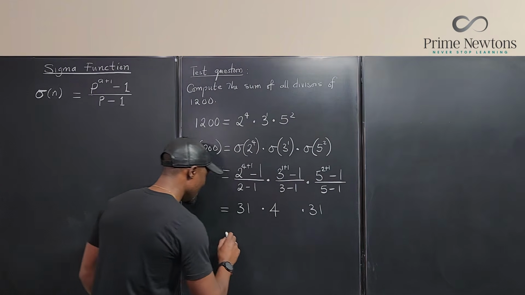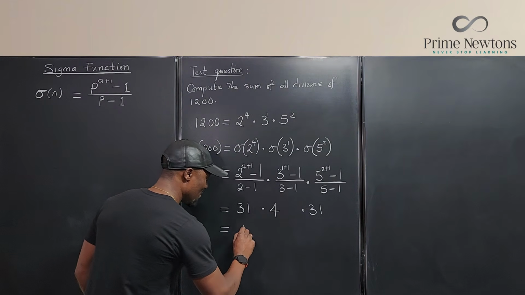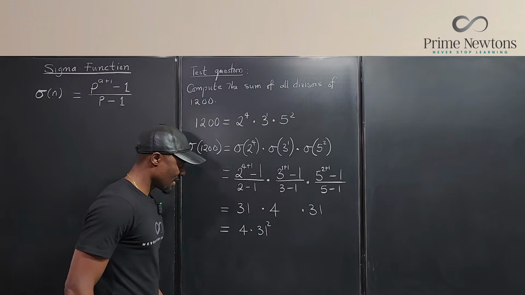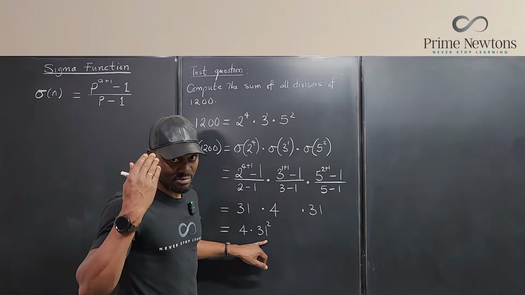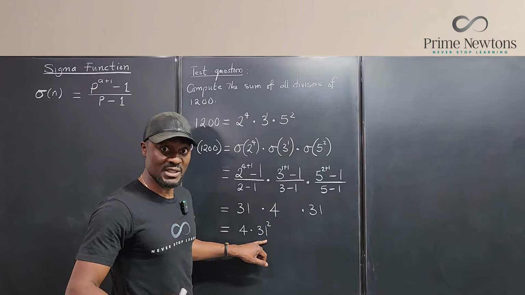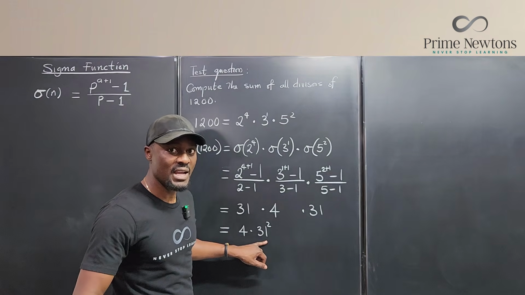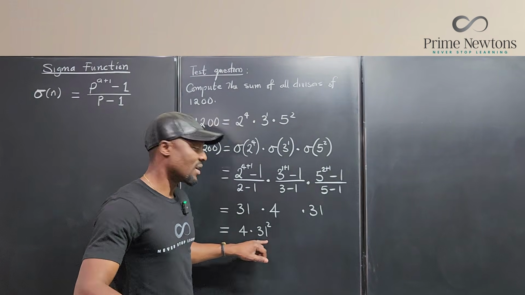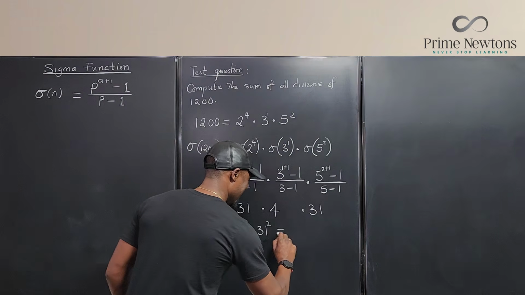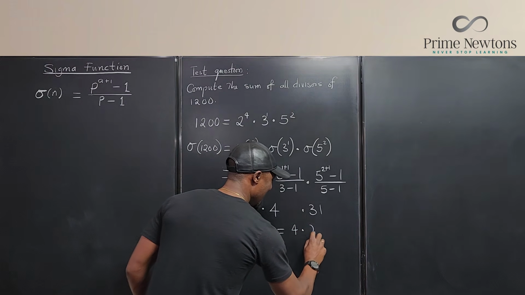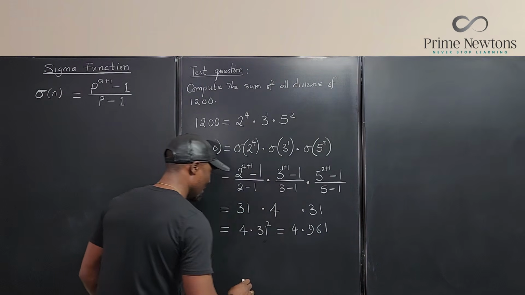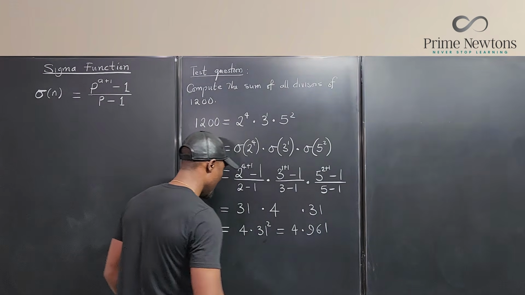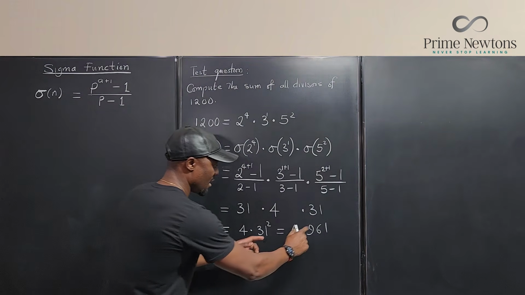Oh, did you see that? This is going to be 4 times 31 squared. I know 31 squared just by heart because I know 13 squared is 169. 39 squared is 961. So this is going to be equal to 4 times 961. Just reverse the numbers. 169, 961, 1331. Okay? And what do you get?